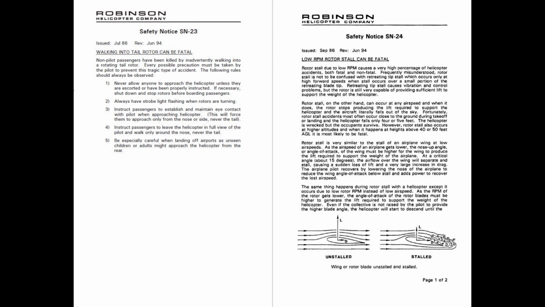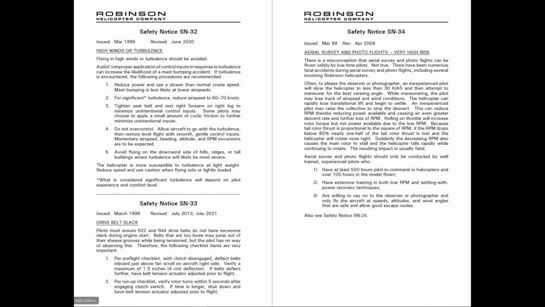An inexperienced pilot may raise the collective to try to stop the descent. This can reduce the RPM, thus reducing the power available, and cause an even greater rate of descent and further loss of RPM. Rolling on the throttle will increase the rotor torque, but not the rotor RPM due to the low power available. Because the tail rotor thrust is proportional to the square of the rotor RPM, if the main rotor drops below 80%, nearly half of the tail rotor thrust is lost, and the helicopter will rotate nose right.